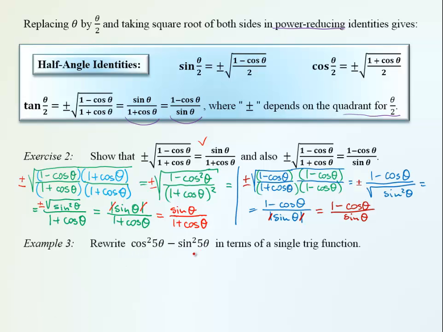In the next exercise, we are asked to rewrite this expression in terms of a single trig function. So the pattern that I observe here is a difference of squares, square of cosine and square of sine, of the same angle, which really tells me that I can fold it back to the double angle formula. This is the same as cosine of double of this angle. So cosine of 2 times 5 theta, which is the same as just cosine 10 theta. So that was actually easy if you recognize the formula.